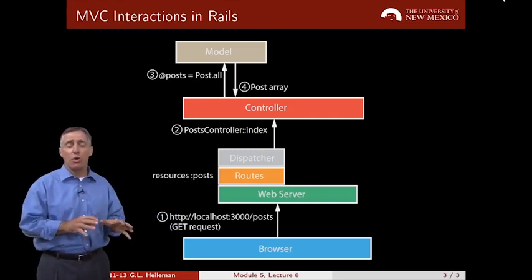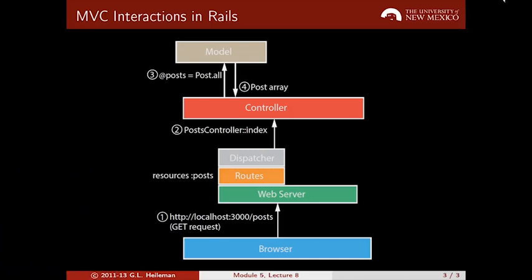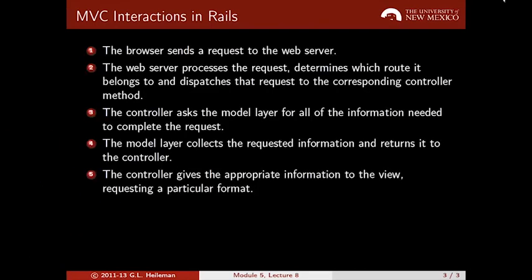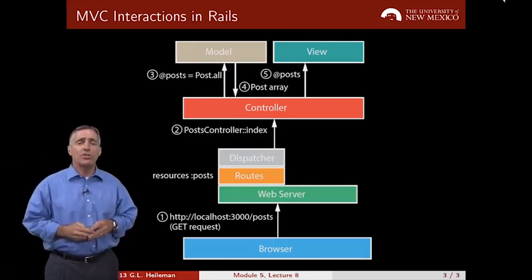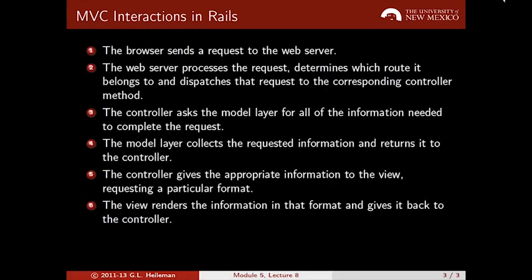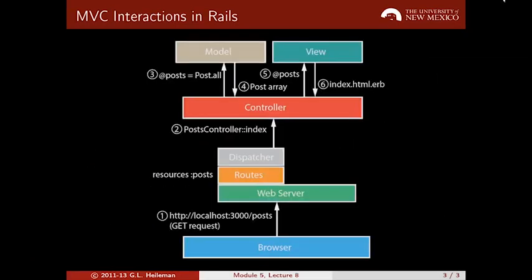And remember, all of the variables that are defined in your controller are also available to the view. And so that's the next thing that the controller does. The controller gives this information to the view, requesting a particular format. And in our case, this is HTML because we didn't specify anything on the end. It's assumed that we're working with HTML. And so it asks the view to generate some HTML that can be returned. I show here that this @posts is available to the view, and then the view is going to render this information in a format that the controller can ingest. And that's what I show here.